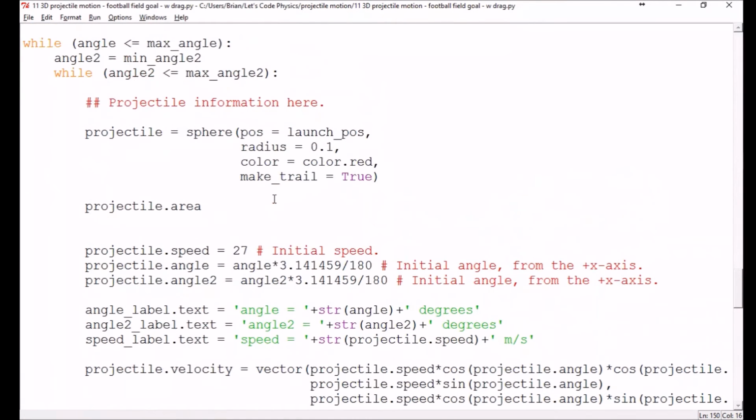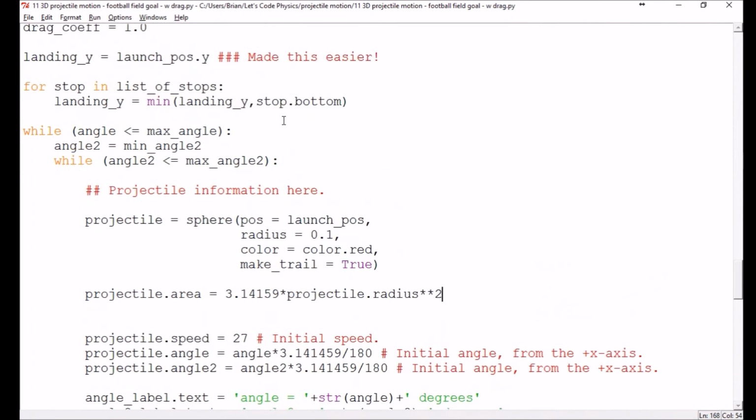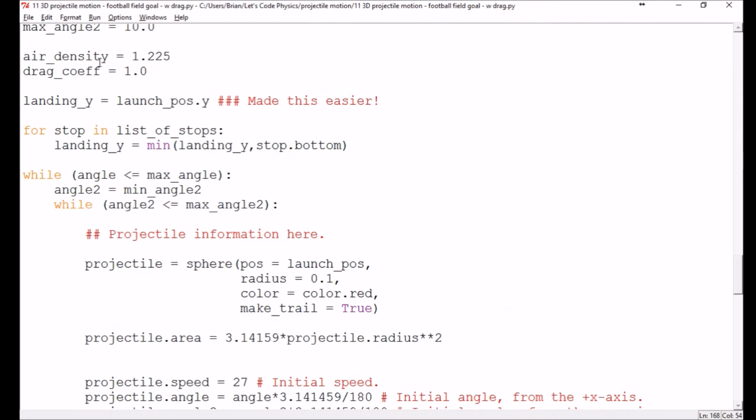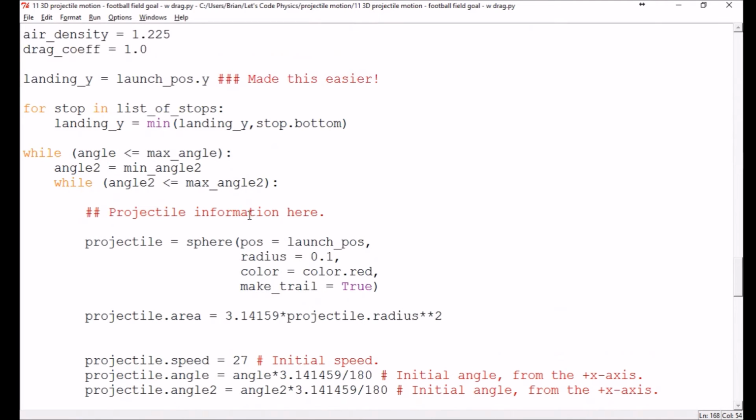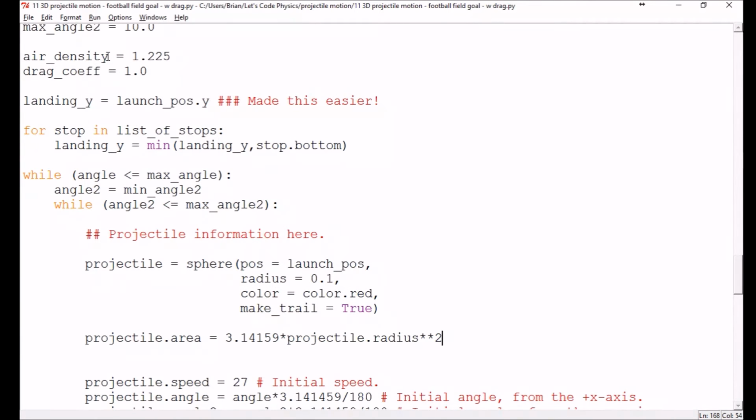Let's see, and then I need to set the projectile area. So this thing we're modeling as a circle head-on. So this is going to be pi times projectile dot radius squared. Cool. So I've set my air density, I've set my drag coefficient, and I've got my projectile area. And my projectile is being redefined every time, so I need to redefine projectile.area down here. These I can keep up here. If I wanted to, I could loop over these. I might do that in a future installment.